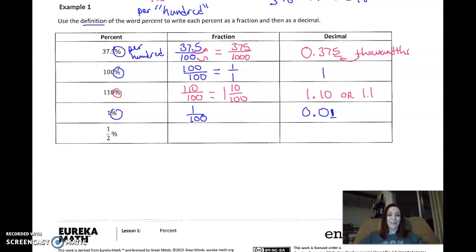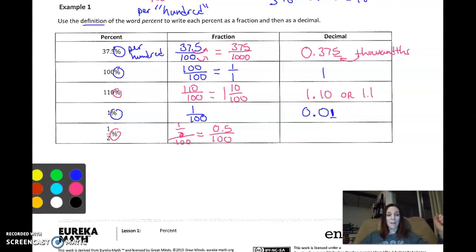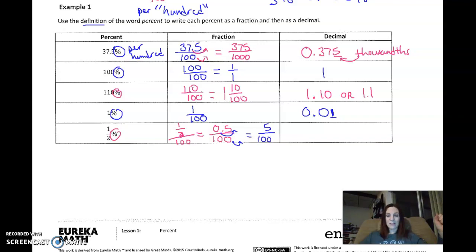All right, then we have 0.5%. Half per 100. I'm going to change the 1/2. 1 divided by 2 is 0.5, so that's actually like saying 0.5 out of 100. And then I'm going to use that trick I used up here. I want to move it 1 to the right, so I'm going to add a decimal point here and move that 1 to the right. And we end up with 5 thousandths.